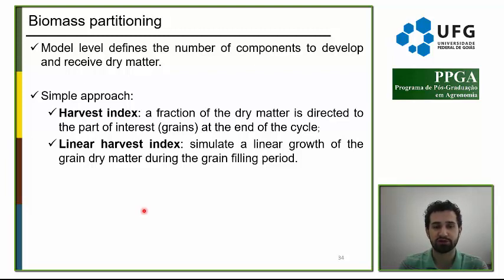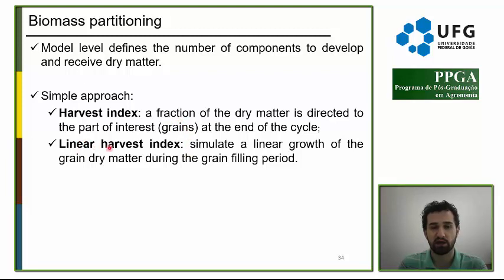We can use a simple approach where the biomass is partitioned using the harvest index or linear harvest index. With this approach, the harvest index is going to be used at the end of the cycle, when I will get the total biomass, and one part will be defined as grains. For example, I have a total of biomass produced. I know that 50% of the total biomass for soybean is grain. I just get the grains and estimate the yield based on this total biomass.